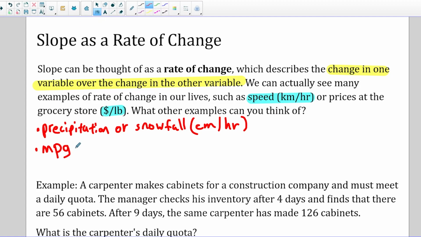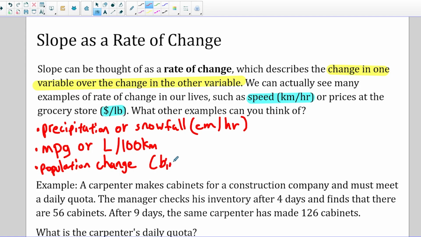So miles per gallon, or in Canada, we use liters per 100 kilometers, which really just means we're trying to look for the lowest liters per 100 kilometers. Because let's say, for example, 5 liters that you use up to drive 100 kilometers, or you can use 10 liters, which would obviously be a little bit more. One last example that we can use is maybe a population change. So for example, we look at the number of people that are born per year, maybe something like a birth rate is also another example of a rate of change.